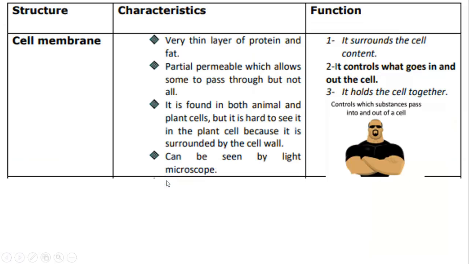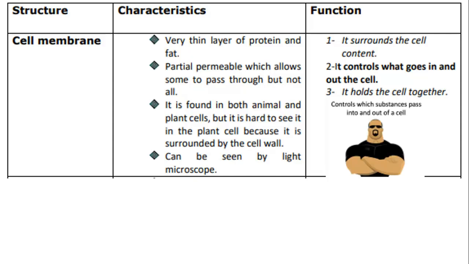So let's take a look at the cell structures, or the subcellular structures, or the cell organelles. The first organelle that we're going to discuss is the cell membrane. The cell membrane is actually the very thin fat and protein layer that surrounds the cell. And since it surrounds the cell, it has to judge what goes in and out of the cell. It's like the fence of the cell. It's like the guard that protects the cell. So it has to be partially permeable. Partially means not totally. Some things can pass and some things cannot pass through the cell membrane.